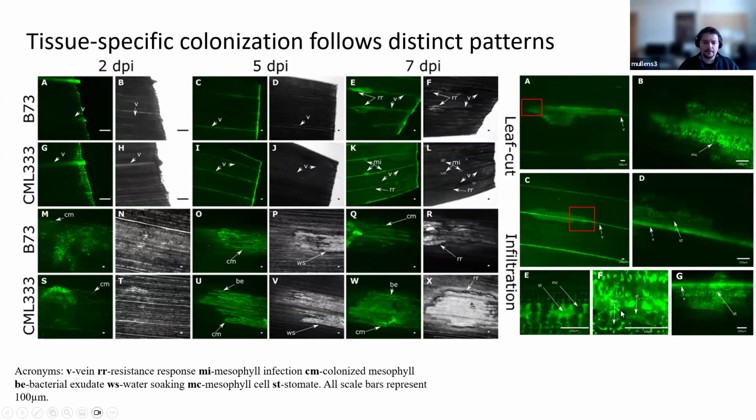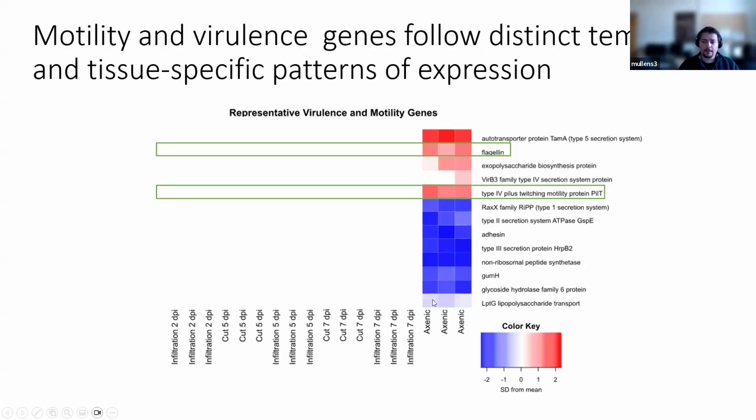F is a 2 DPI infiltration image, and here's a stomate, and here are mesophyll cells with bacterial clumps sticking to the mesophyll cells early on, compared to later in the infection, where there's lots of bacteria between the mesophyll cells and the stomate. So keep that in mind.